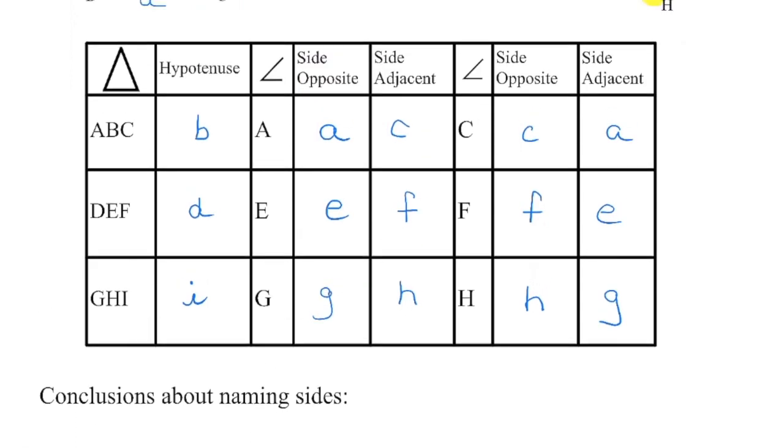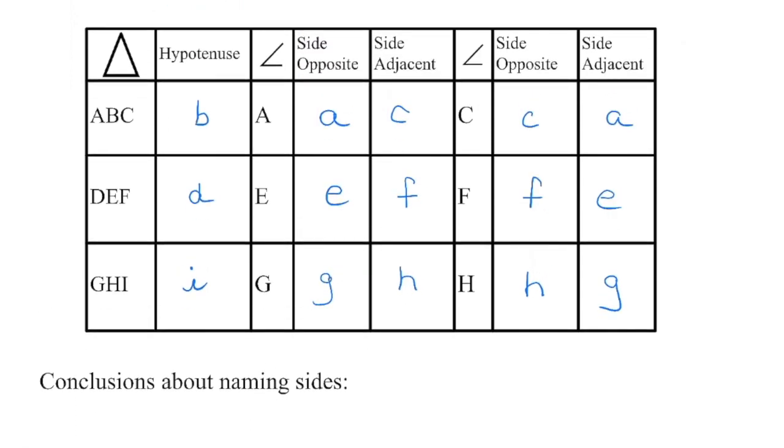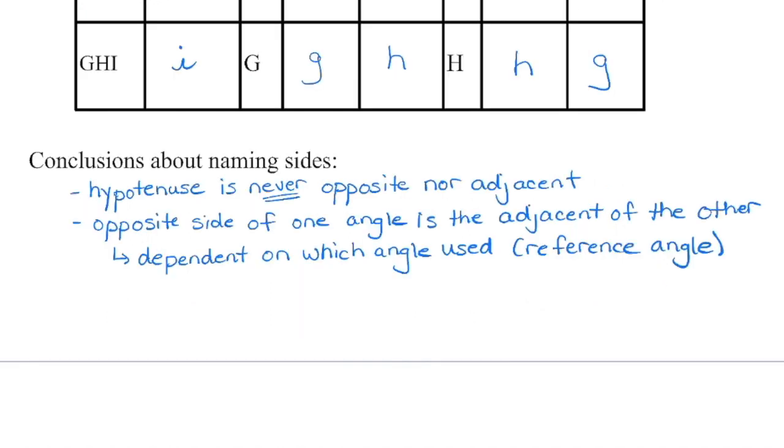The second thing you're going to notice is that the side opposite angle A is A, the side opposite angle C is C. So the reference angle we're using indicates which side is opposite and which side is adjacent. If I'm using angle E as my reference angle, the opposite is side E, but if I'm using angle F in that same triangle as the reference angle, side F is now my opposite side. So we've summarized some key points that we need down below the chart.